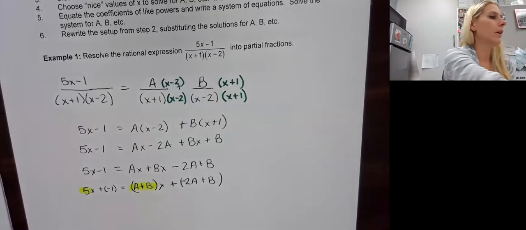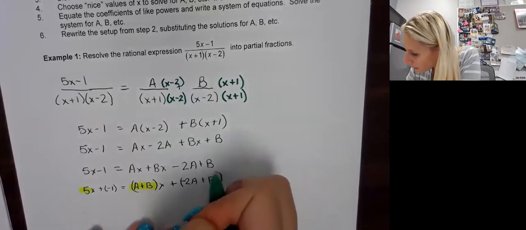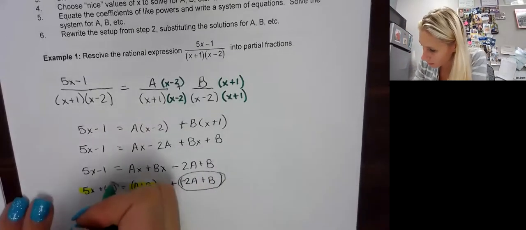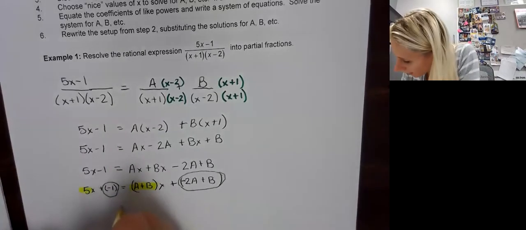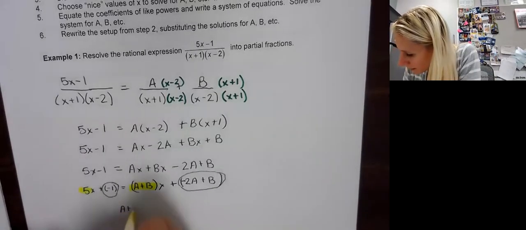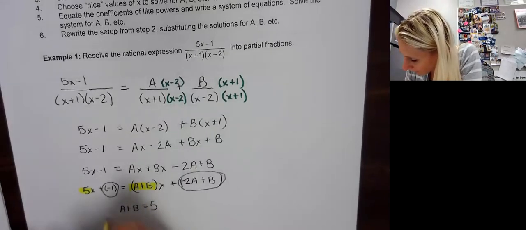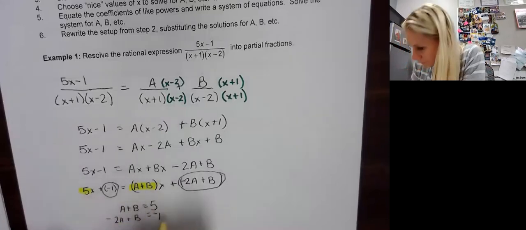Okay. Of course, I don't have another highlighter, so I'm going to have to use something else. And this constant right here equals this constant. So now I'm able to write a system to help me solve for a and b. So right now I have a plus b equals 5, and I have -2a plus b equals -1.